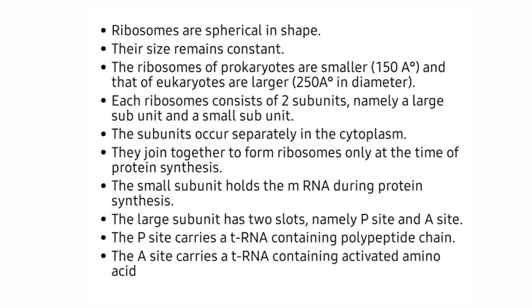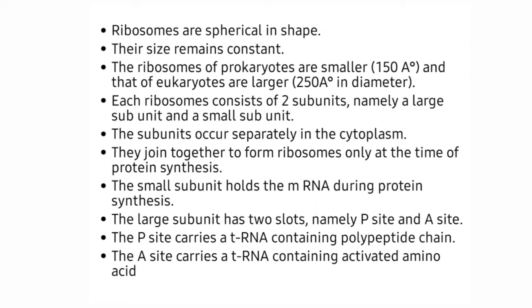Each ribosome consists of two subunits, namely a larger subunit and a smaller subunit. The subunits occur separately in the cytoplasm. In other words, for the rest of the time they are not joined with each other, but they join together to form ribosomes only at the time of protein synthesis.